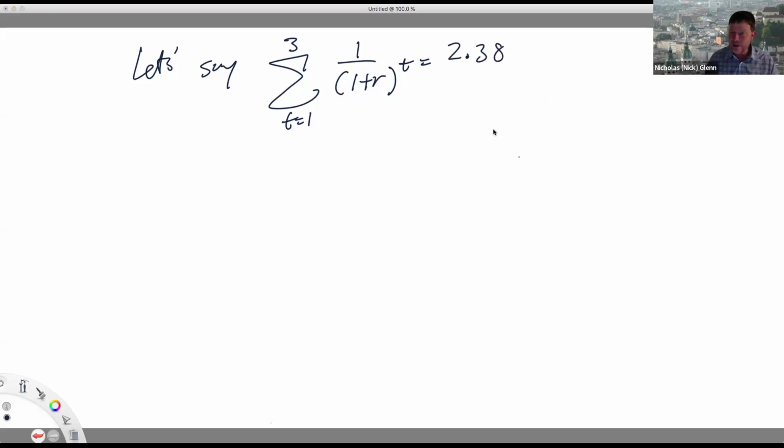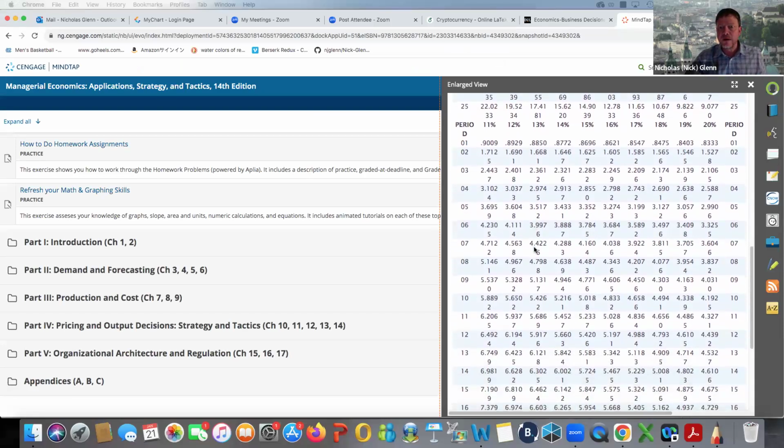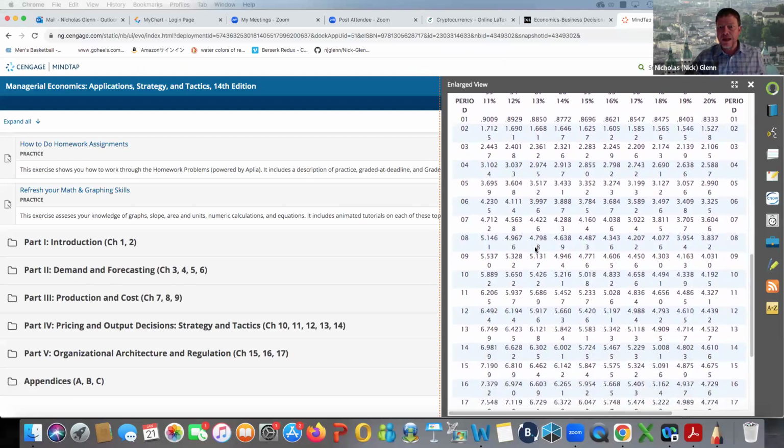Okay, so it's a little bit higher than what we got, which means this internal rate of return is going to be lower, which means we can actually capture it on this table that we used earlier. So now let's go back to our ebook, this table that we have there. All right. So I have it on here. We have 3 periods here, and its value is 2.38.